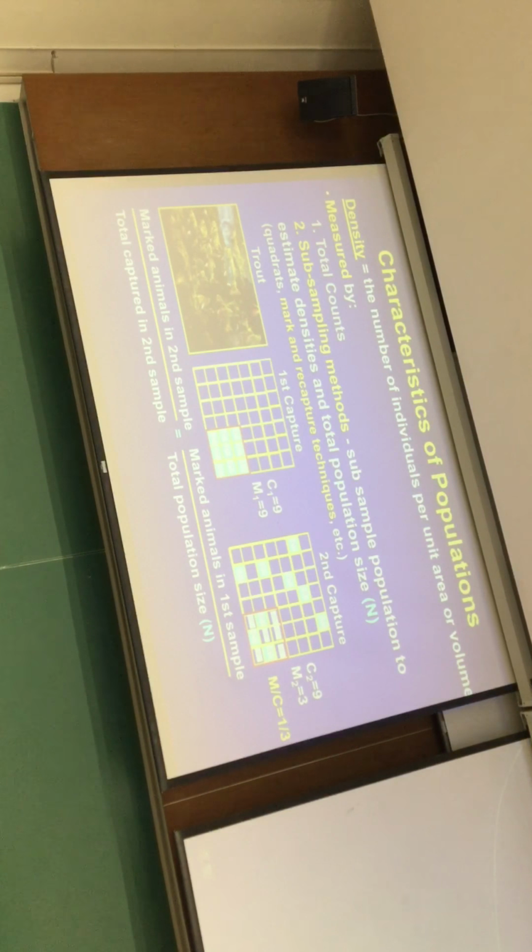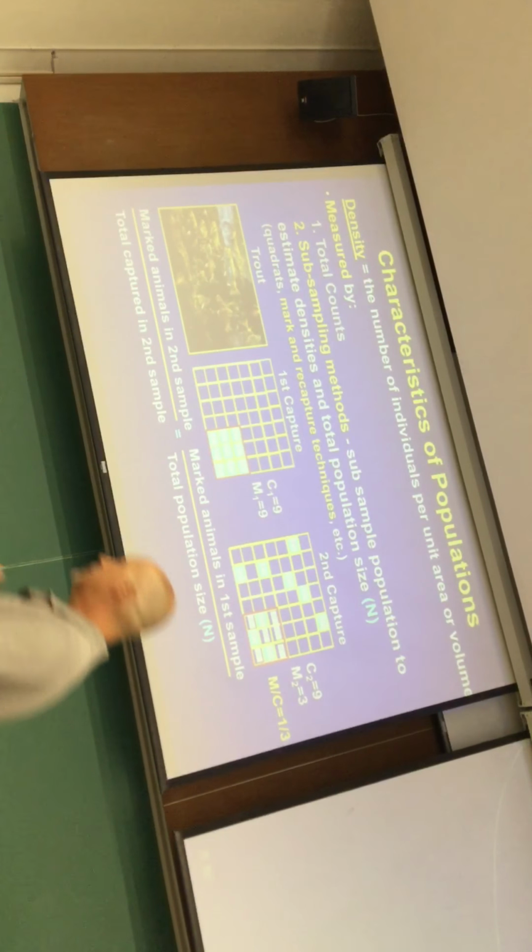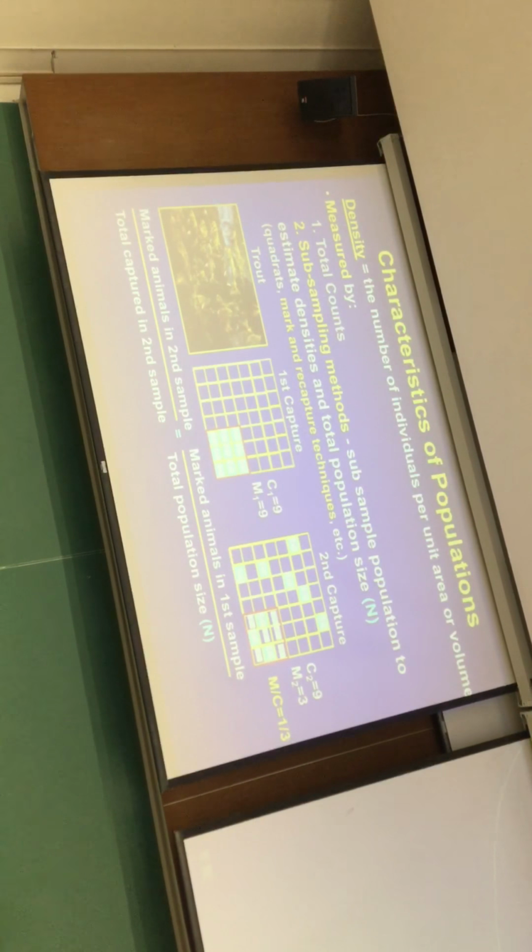And then you see how many fish did I catch that are marked in that second sample, right? Because you're never going to catch all of them. So how many are actually marked in that second sample? From that information, I can make a population determination. So this is how you do it.